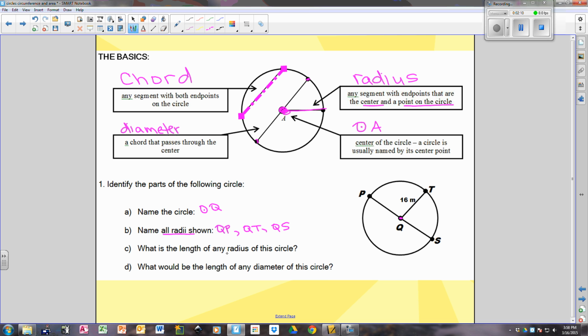What is the length of any radius? Well, since this one's 16, they're all 16, so 16 meters. And what would be the length of any diameter? Well, remember the diameter goes all the way through, so if this is 16 and this is 16, then you would have 16 plus 16, which is 32 meters.